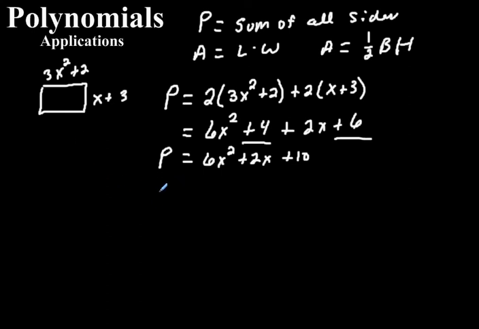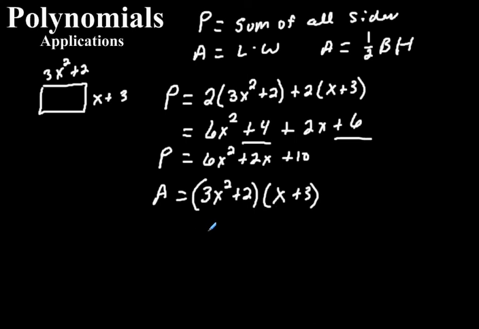Now, what would the area be for this rectangle? Well, using the formula, A is equal to length times width, or L times W, it would look like this: 3x squared plus 2 multiplied by x plus 3. Okay, do the math. Pause the recorder now.